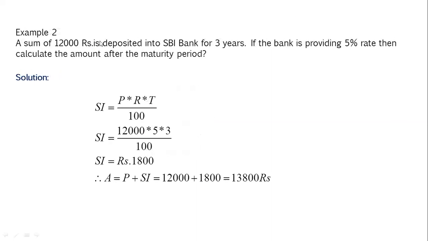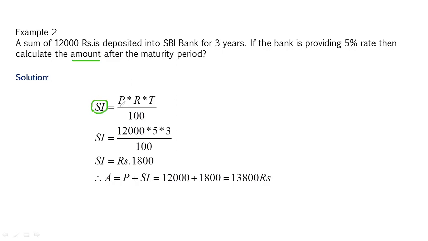problem statement says a sum of 12,000 rupees is deposited into SBI bank for 3 years. If the bank is providing 5% rate, then calculate amount after maturity period. Okay, what you have to calculate? You have to calculate amount. What is amount? Amount is equal to principal plus simple interest. So first we will calculate simple interest.